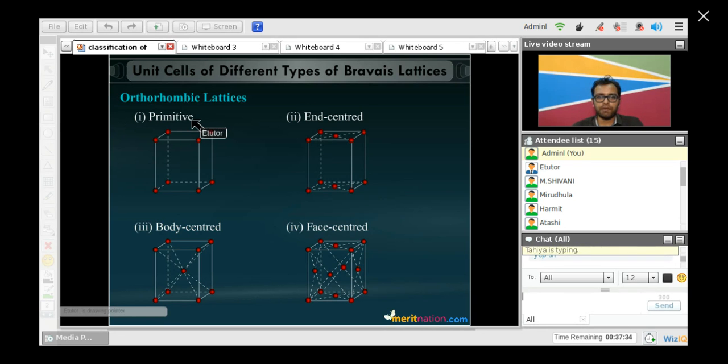In orthorhombic, all the lengths are not equal to each other, but all the angles are equal to 90 degrees, right? In such a structure, you will observe every kind of lattice. There will be primitive lattice, body-centered lattice, face-centered lattice, and end-centered lattice. Is it clear?